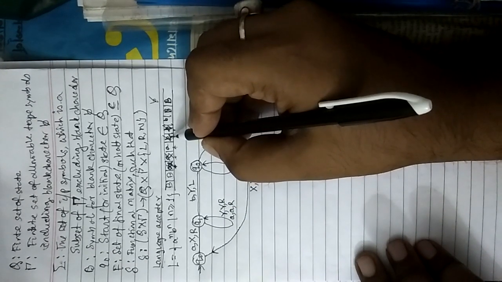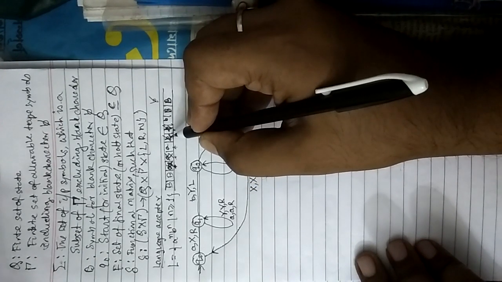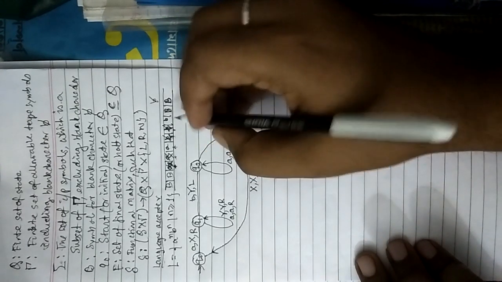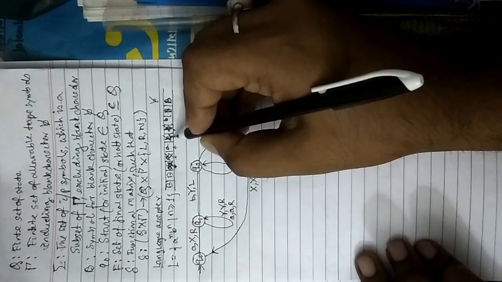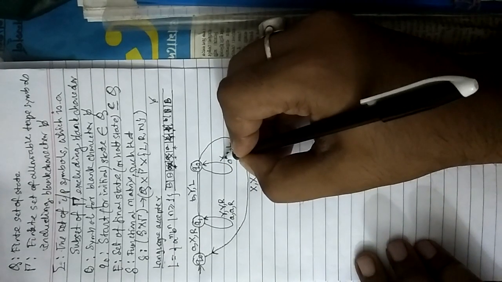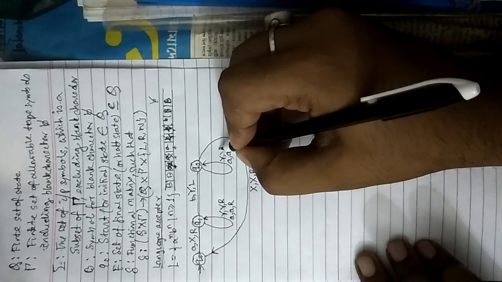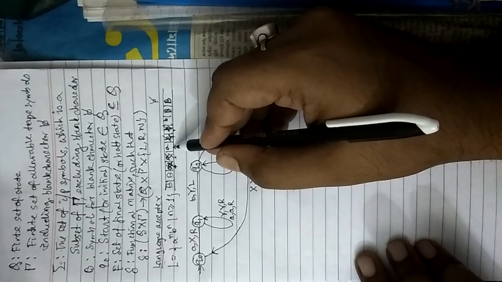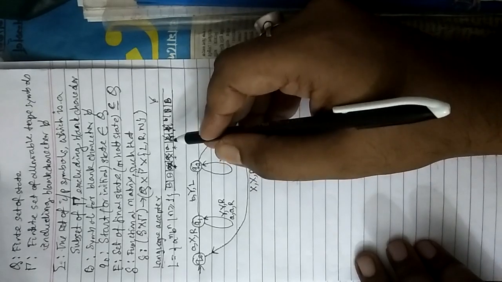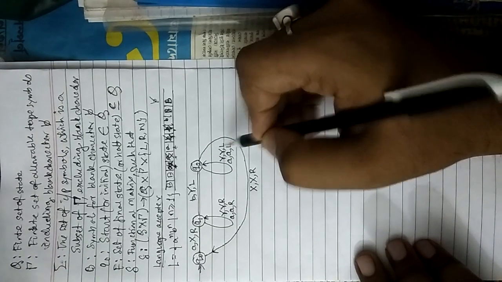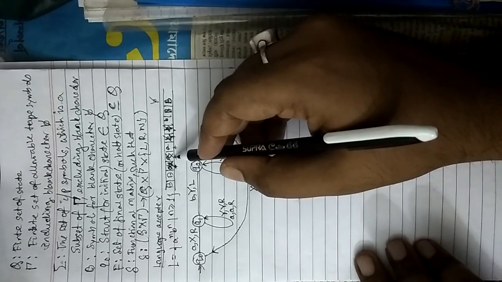When you move towards left, you will again read another Y. So you are reading Y, and you have to do nothing. You replace Y with Y and move towards left. Then you encounter A, you have to do nothing. Read A, replace A with A and move towards left.